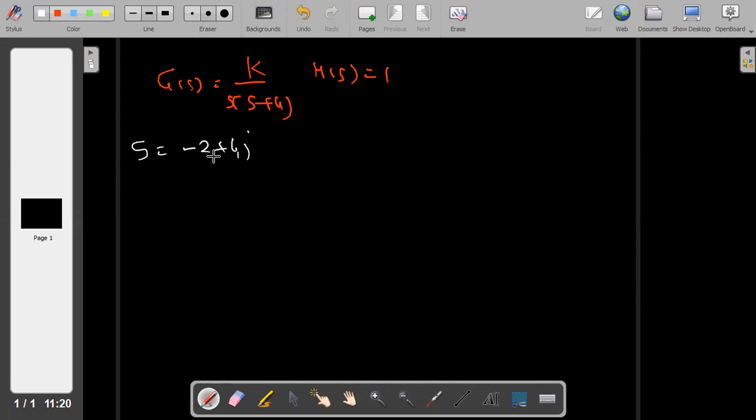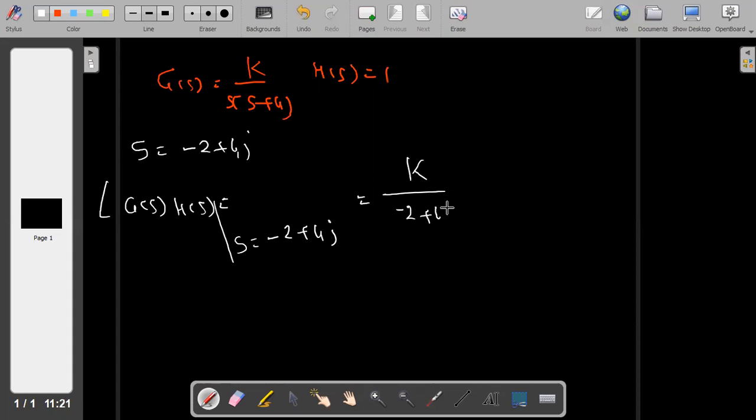So what will we do? We will find the angle condition. We know the angle condition: angle of G(s), and we will find this angle at s equal to minus 2 plus 4j. So we put the value of s here and it becomes K upon s, that is minus 2 plus 4j, into the bracket s plus 4. So minus 2 plus 4 will be plus 2, and it will be 2 plus 4j.